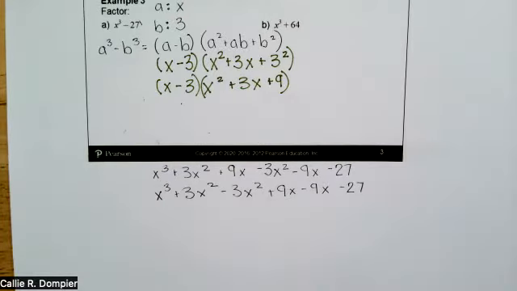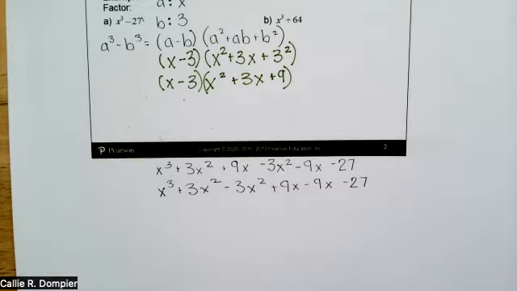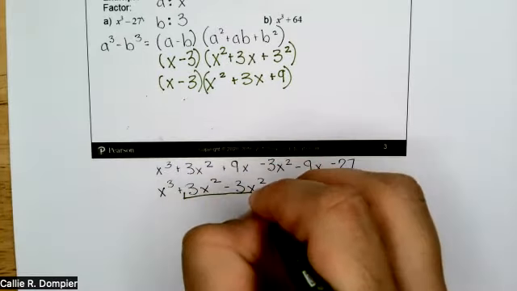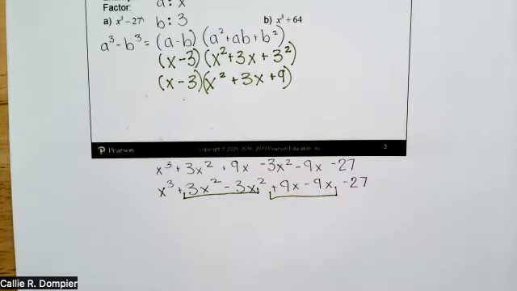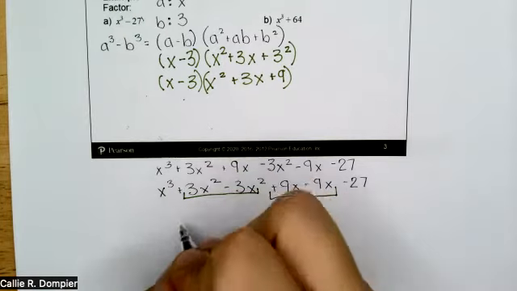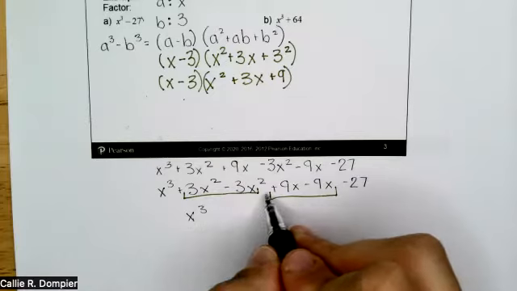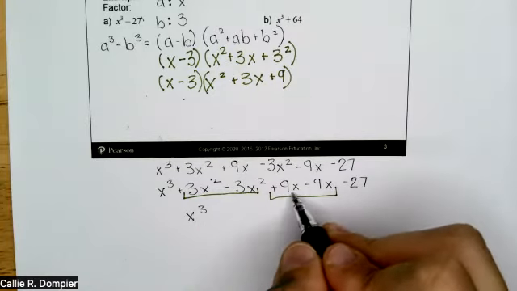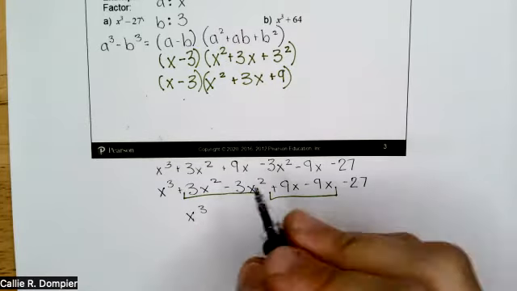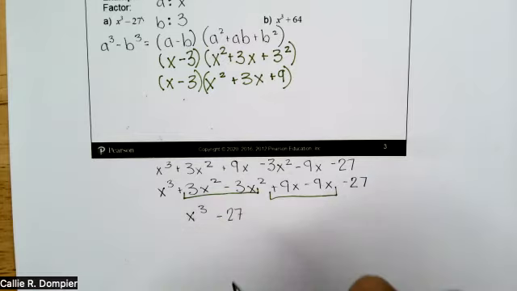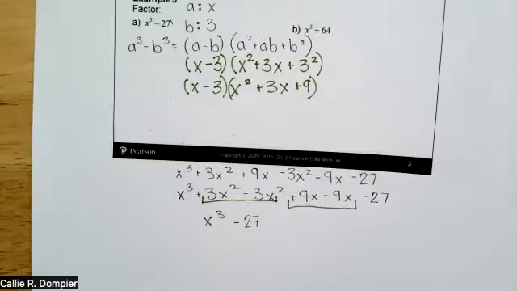Again, you do not need to write down everything I write down. If this is too much detail, you don't need to worry about it. X cubed, those cancel. 3x squared minus 3x squared becomes 0. Positive 9x minus 9x becomes 0, minus 27. So we got all the way back to our original expression.